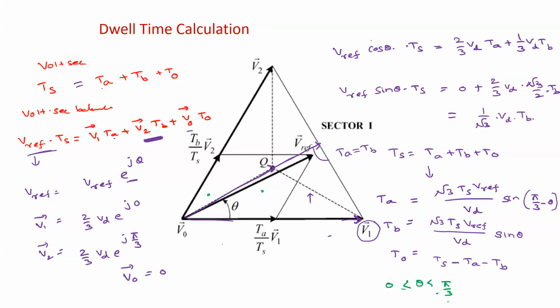You can also cross check here. If it is pi by 6, on one side you have sine of pi by 3 minus pi by 6. This angle corresponds to pi by 6, so that is sine pi by 6, and this is also sine pi by 6. Therefore TA and TB are both the same. Understood?